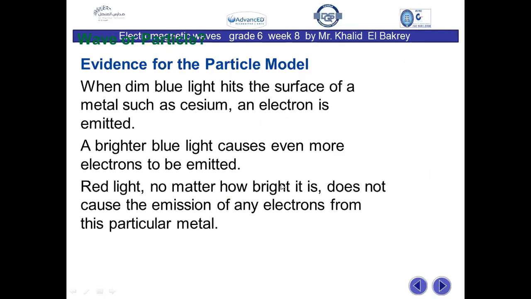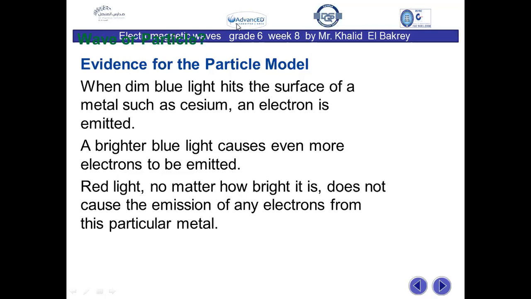While this other nature is called the particle model. The particle model explains the photoelectric effect. What is the photoelectric effect? Scientists discovered that light is made up of tiny packets of energy. Each one we give the name photon. Any material is made up of atoms, right? It contains electrons.